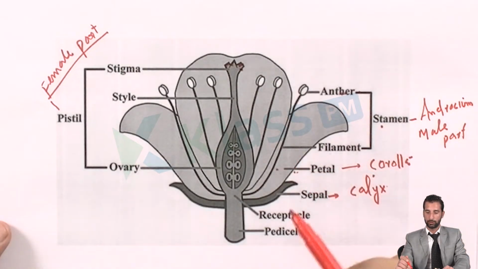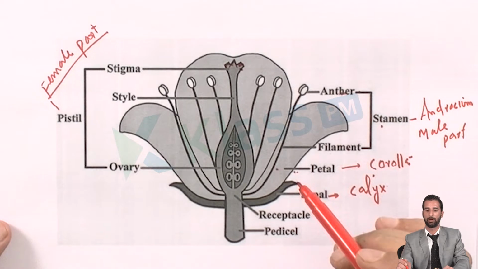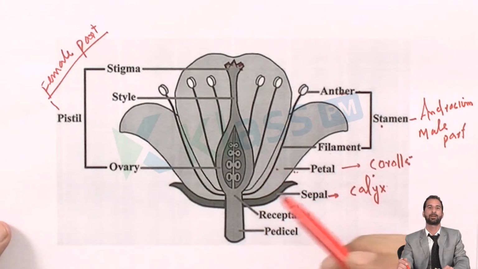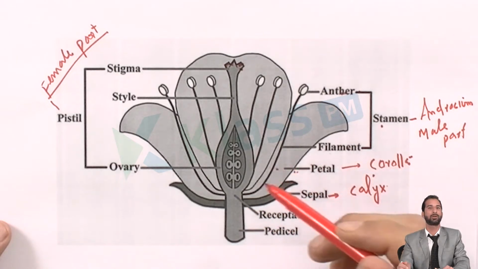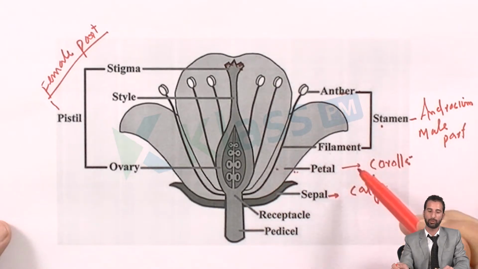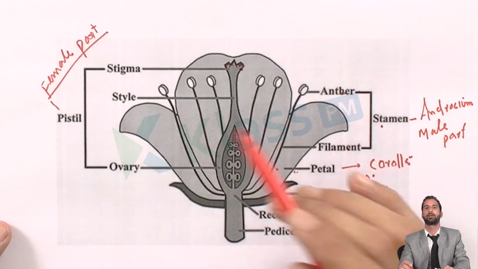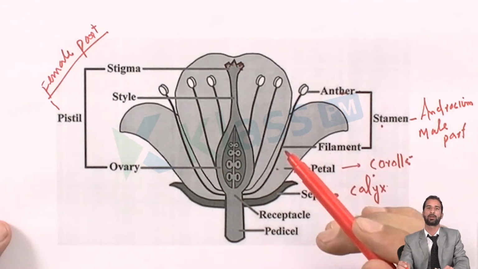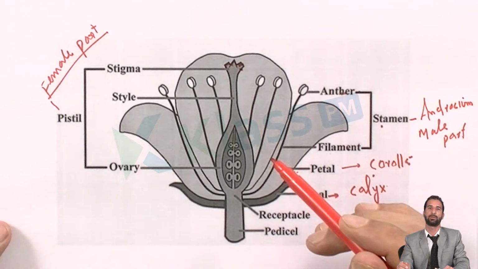Guys, this flower is a bisexual flower I am talking about. There are two types of flowers: one is a bisexual flower, one is a unisexual flower. In the case of the unisexual flower, either the androecium is absent or the gynoecium is absent. Only one part is present, either the male part or the female part. That flower is called the unisexual flower.